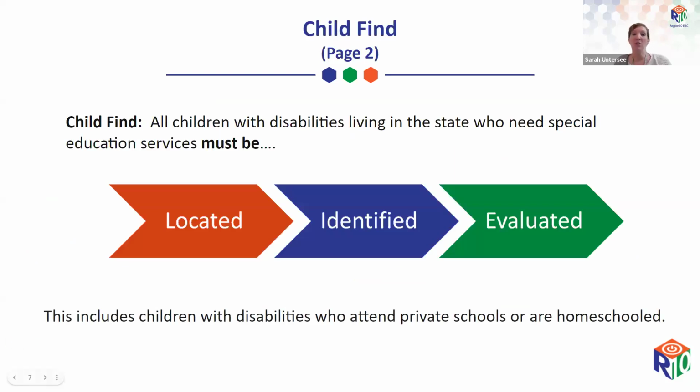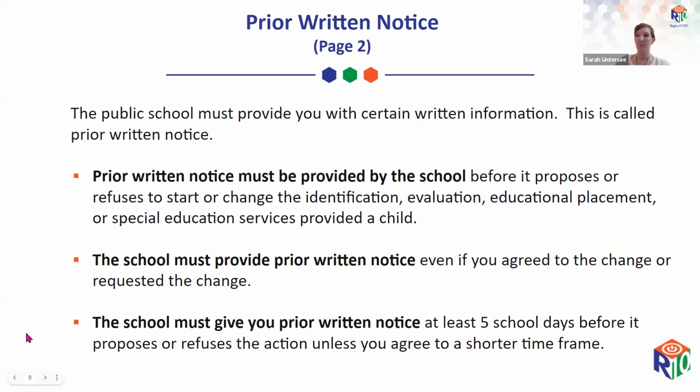On page 2, we start talking about child find. Child find means that all children living in the state that have disabilities and might need special education services need to be located, identified, and evaluated. This includes children with disabilities who attend private schools or who are homeschooled.